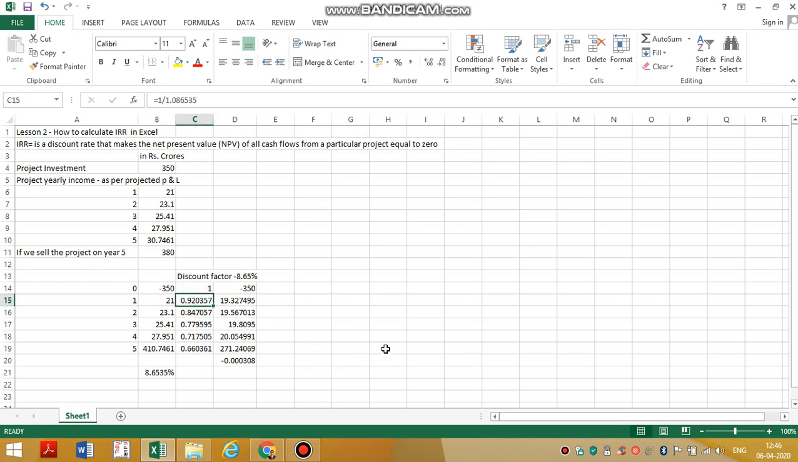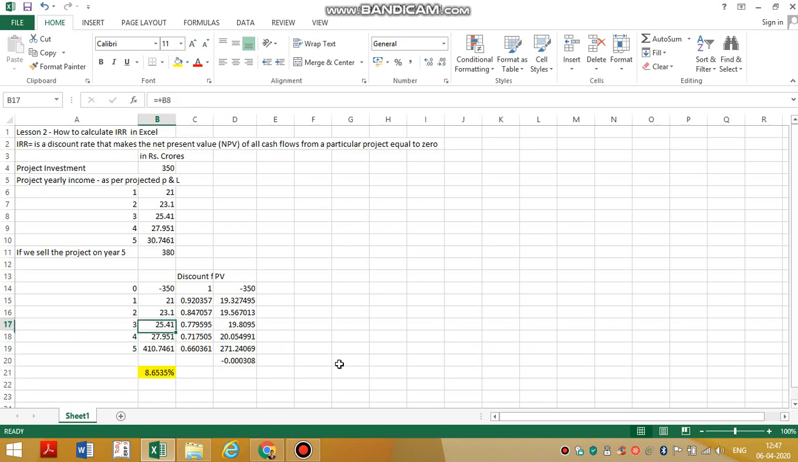So how to calculate the discounting factor? 1 divided by 1.0865. Now that divided by 1.0865. Like that we have to do, and we multiply this, and we will get the present value, PV. So at this rate the net present value is becoming 0. So this is how we have to calculate IRR. So this is the IRR calculation.